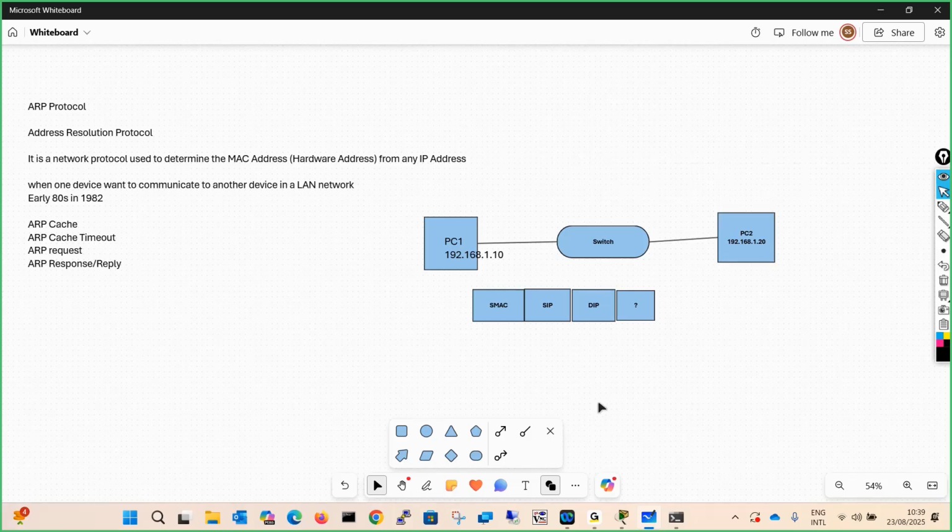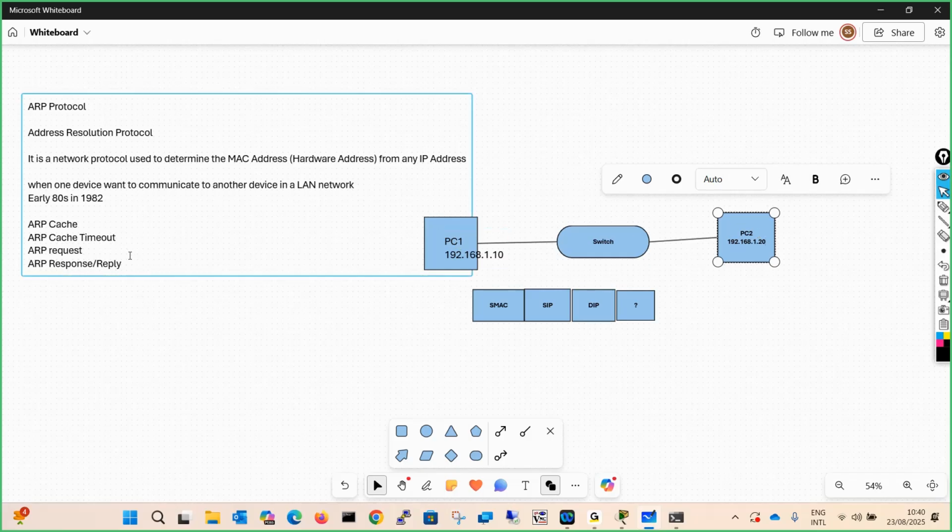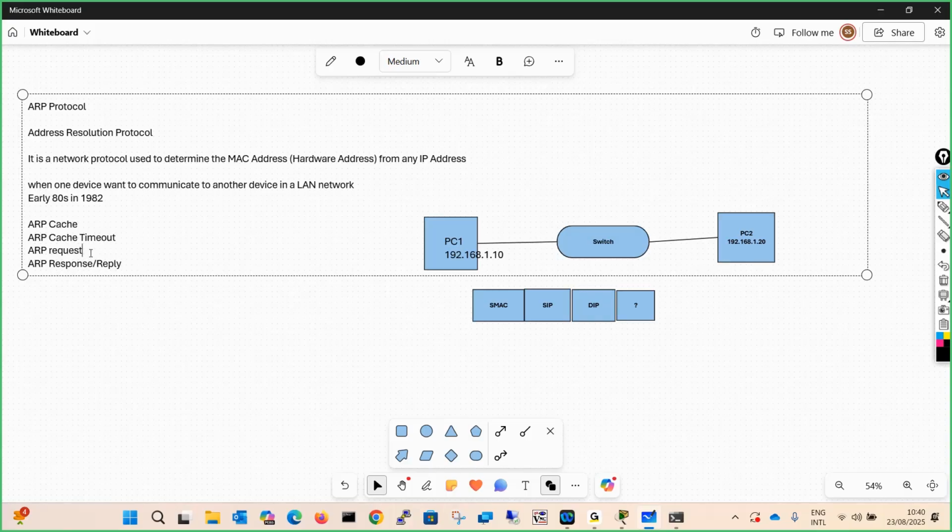Okay, now this PC2 will start to prepare the ARP reply, and when it replies, it knows where to send because it has the IP address and MAC address of the requester. So PC2 will reply back, and this will be a unicast message. Remember, the ARP request is a broadcast message.